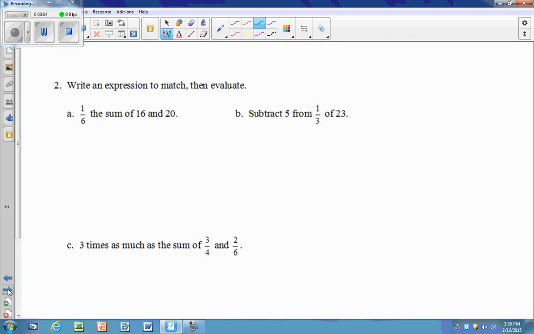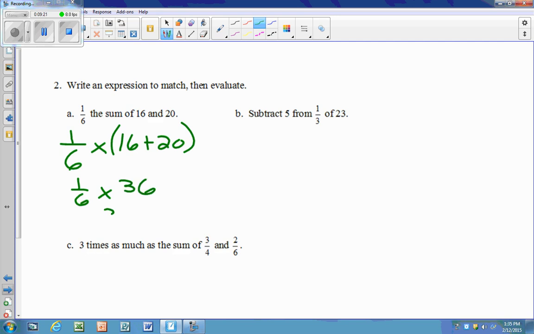Here we have 1/6 the sum of 16 and 20. So we have 1/6 of the sum of 16 and 20. First we do what's in parentheses, which will get us to 36. And then we solve this, which will give me 36/6. And then my answer is 6.